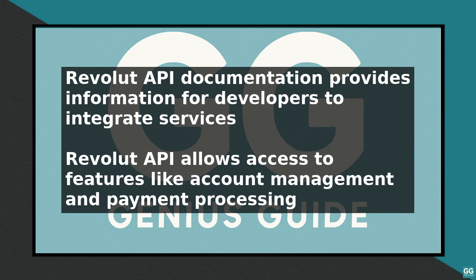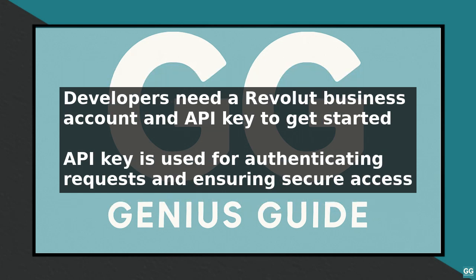Getting started with Revolut API. To begin using the Revolut API, developers need to create a Revolut business account and obtain an API key. The API key is used to authenticate API requests and ensure secure access to Revolut services. Developers can find the API key in the Revolut dashboard under the API settings section.